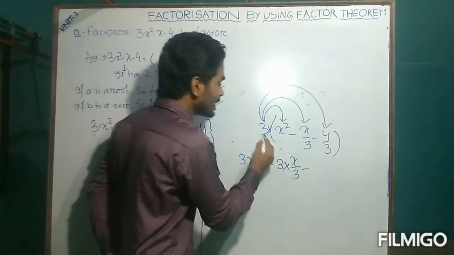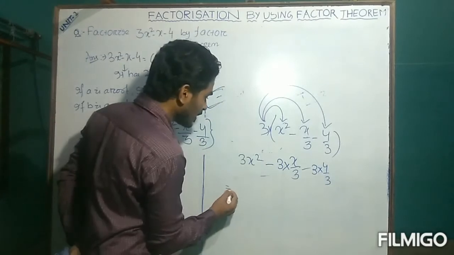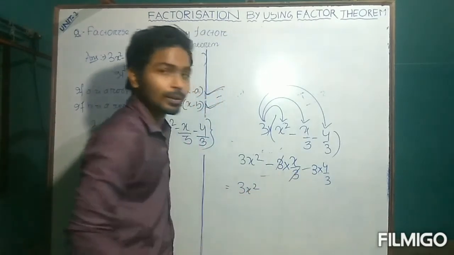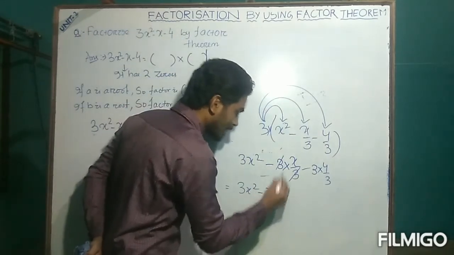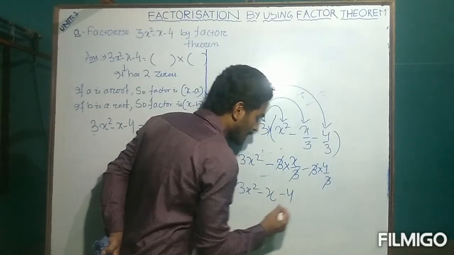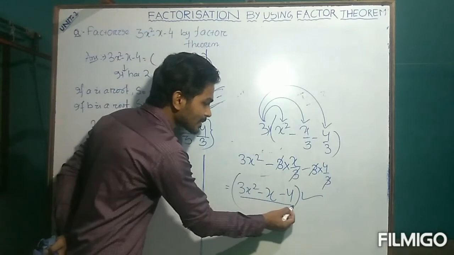Clear? Now minus 3 is multiplied with the third term. After cancellation, the result will be how much? You can see 3 cancelled out. It will be minus x. Okay. Similarly, 3 cancelled out. It will be minus 4. So the final quadratic polynomial is 3x square minus x minus 4.